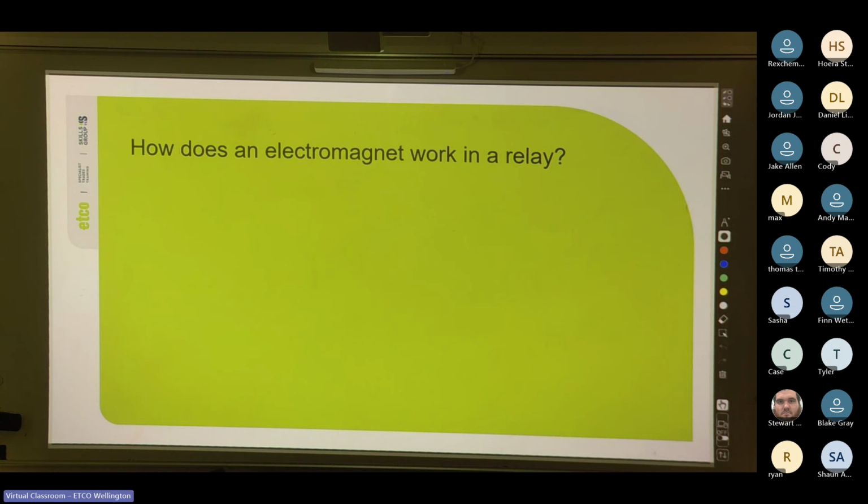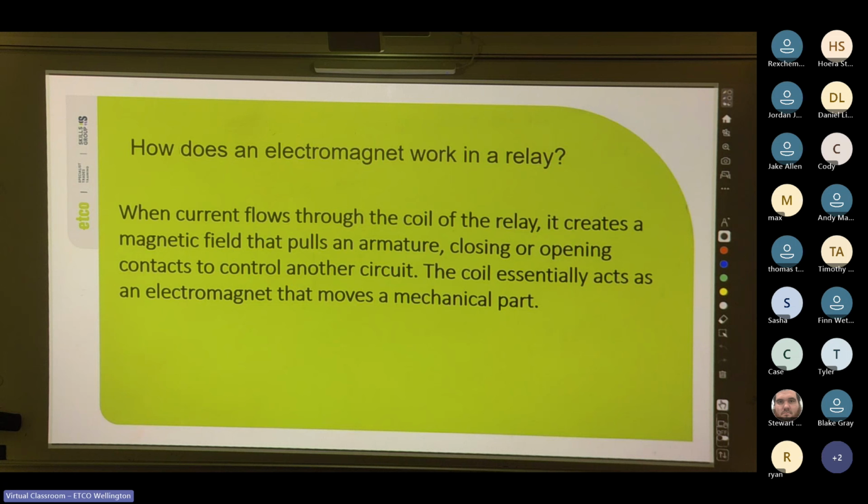So what does an electromagnet do? How does it work in a relay? So yeah, we've got a coil. What does that coil do? Yep, good. It's a good answer, guys. So when current flows through the coil of the relay, it creates a magnetic field that pulls an armature, closing or opening contacts to control another circuit. The coil essentially acts as an electromagnet that moves a mechanical switch.